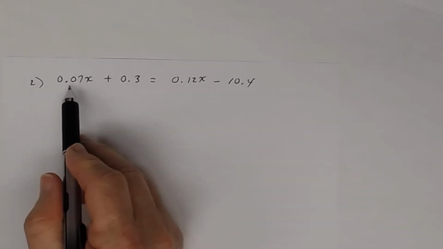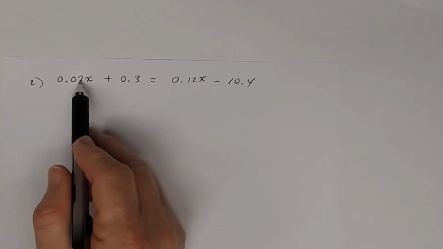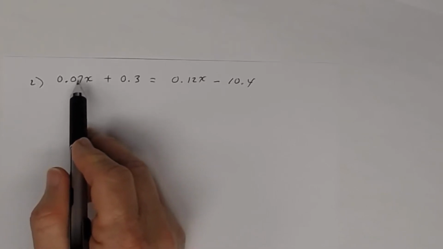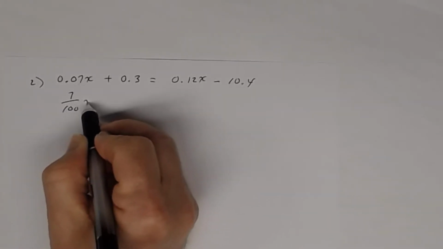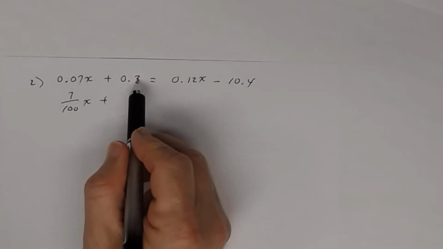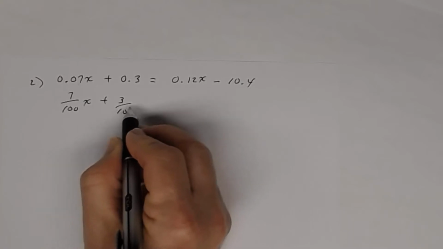But remember what this means. So this right here, 0.07 means 7. And remember the last digit is in the hundredths place. So that's tenths, that's hundredths. So this means 7 hundredths. So this is 7 hundredths x plus, and then you read this as 3 tenths because 3 is in the tenths place. So that's 3 tenths equal.